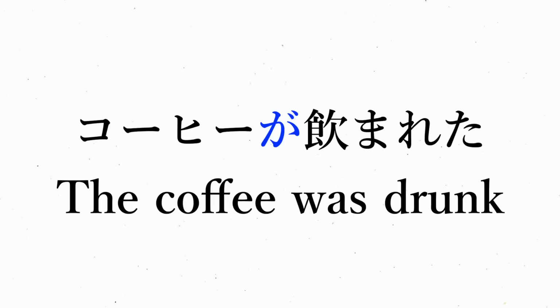Note how this particle marks when something is the direct object grammatically, not if something is the receiver of an action. If I want to say the coffee was drunk, I would say コーヒーが飲まれた. And I use ga because grammatically, coffee is the subject of the sentence, since 飲まれた is roughly a passive verb. It's not really a passive verb. Japanese doesn't really have a passive form, but for brevity, let's just call it that.